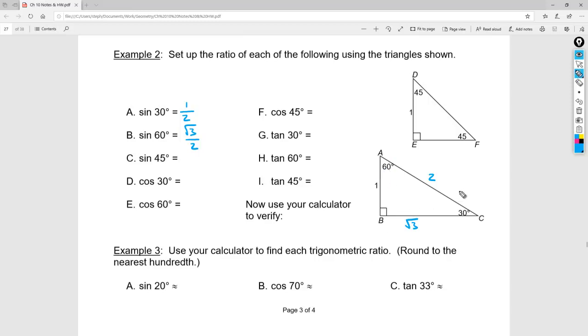Okay. Sine of 45, you could use either one, it doesn't matter. Right, so this will just be 1, this will be the square root of 2. So sine of 45, I go opposite, so I get 1 divided by my hypotenuse, or the square root of 2, which if we rationalize, we get the square root of 2 over 2.